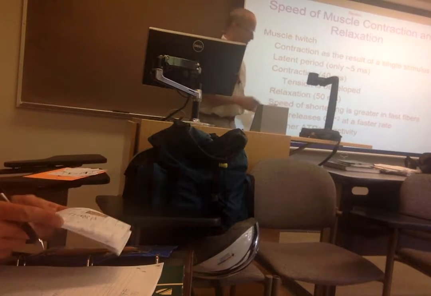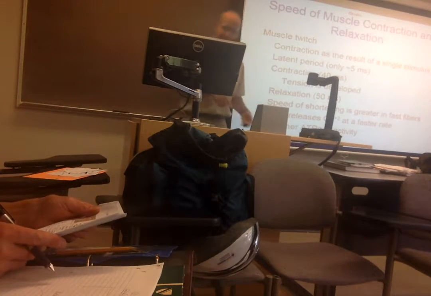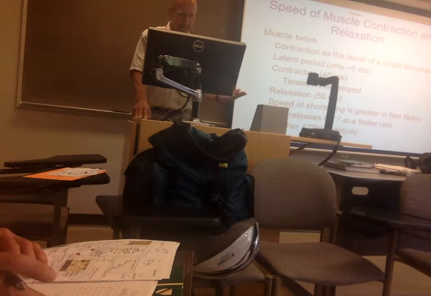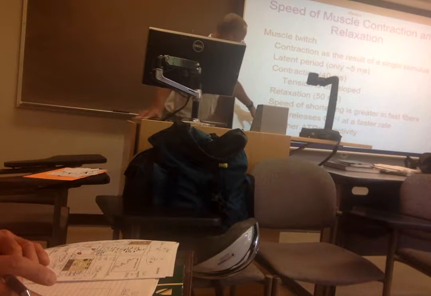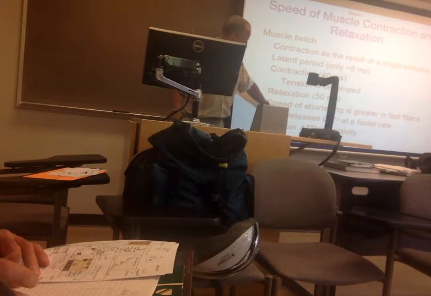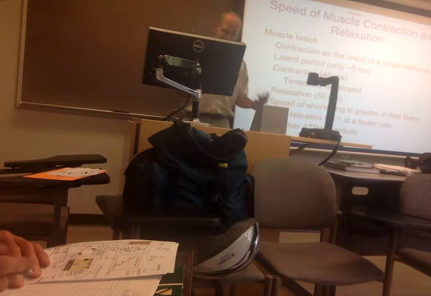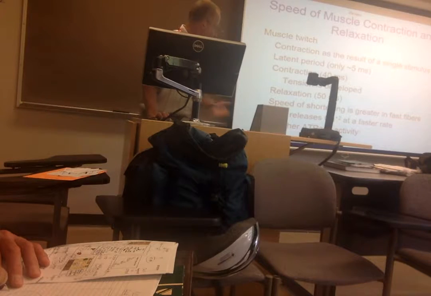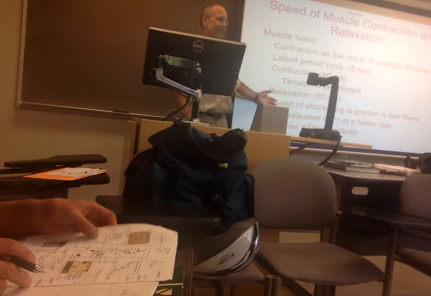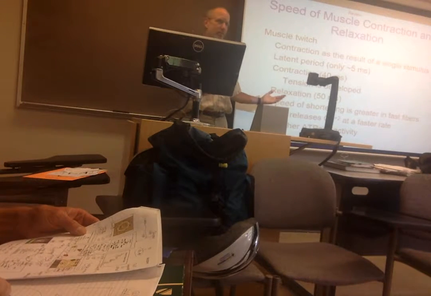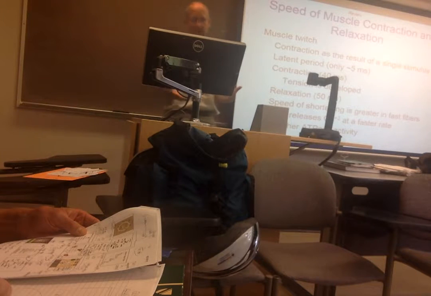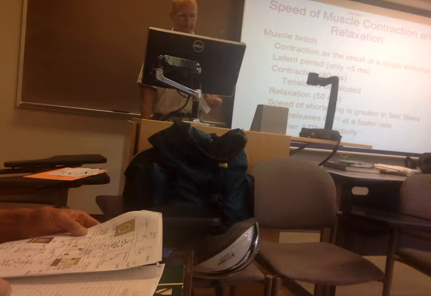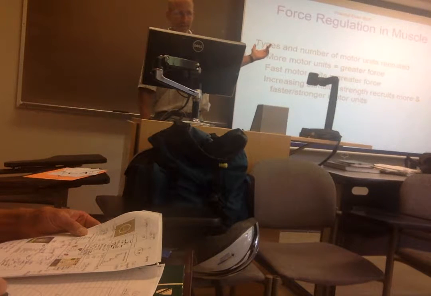The speed of the twitch, the speed of shortening, is faster in fast twitch muscle fibers. We know that. They have a higher ATPase activity, and remember we said fast twitch fibers have more sarcoplasmic reticulum, so it releases the calcium at a faster rate. This is such an easy question. What contracts faster, a fast twitch muscle or a slow twitch muscle? A fast twitch muscle. How easy can that be? There's the twitch. Review if you want.